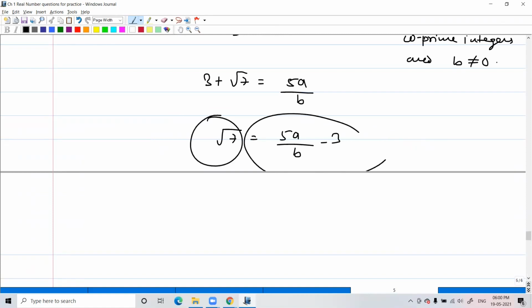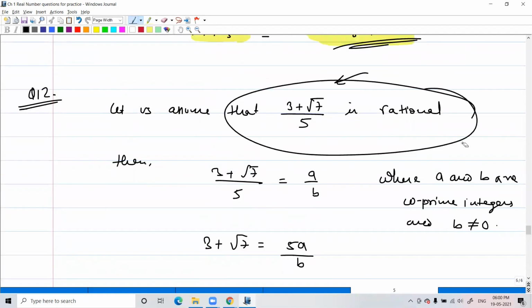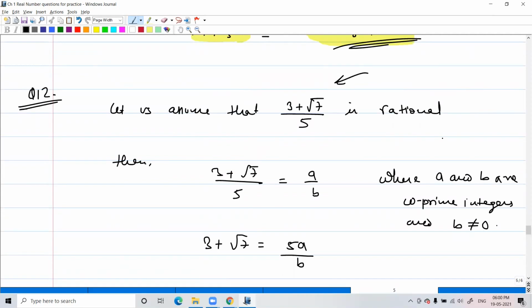An irrational number becomes equal to a rational number. Why did this contradiction happen? Because we made a wrong assumption here. We assumed that it is rational when it was not.